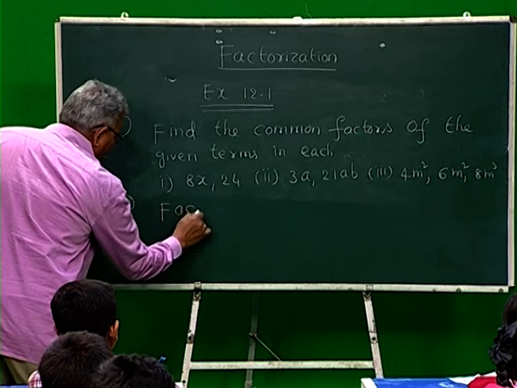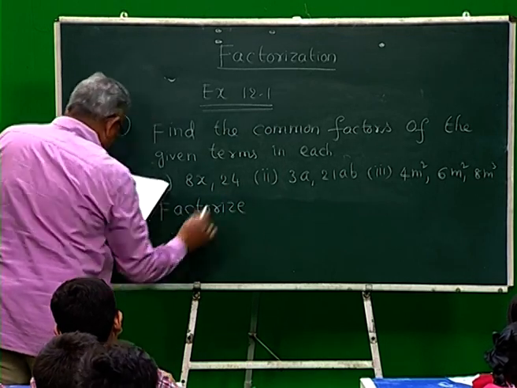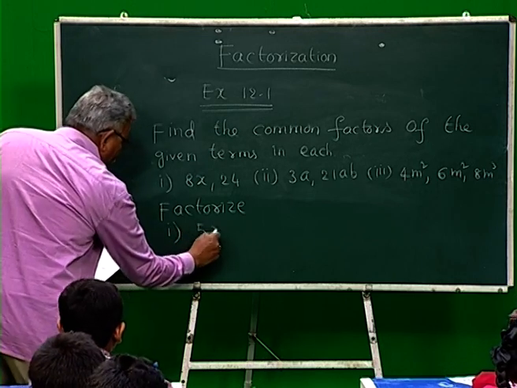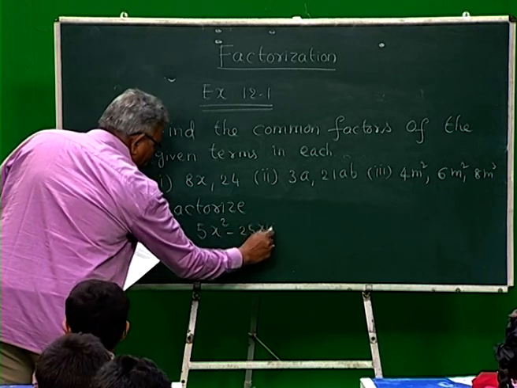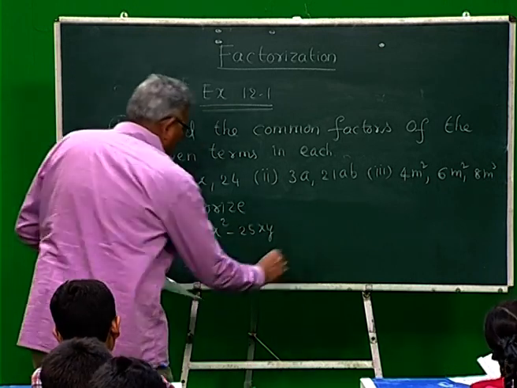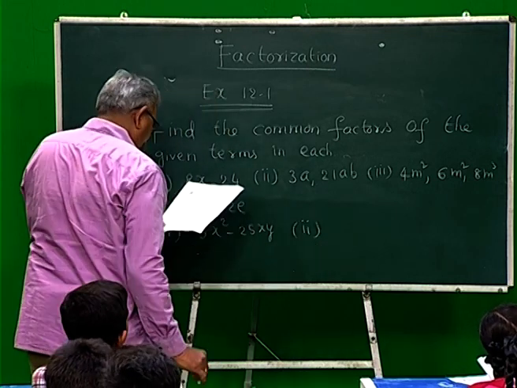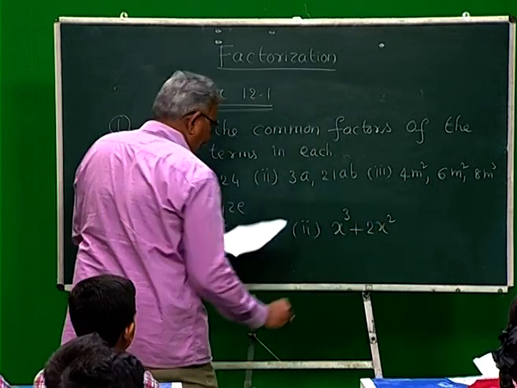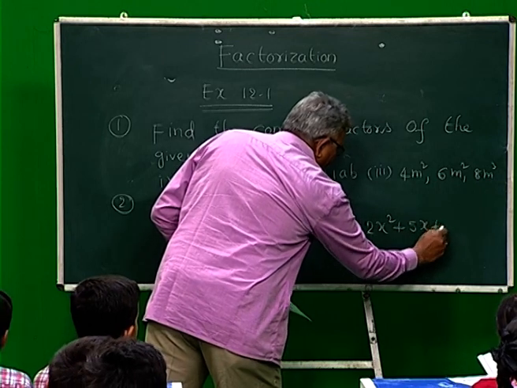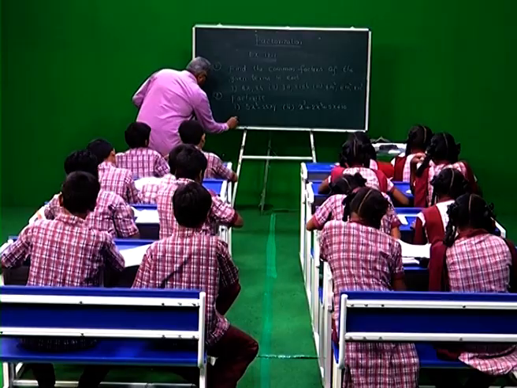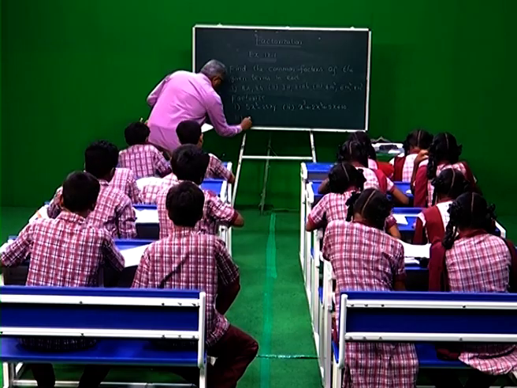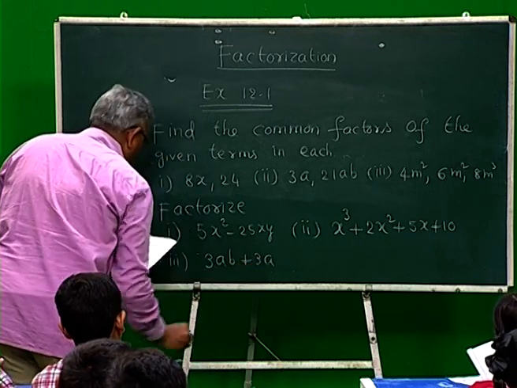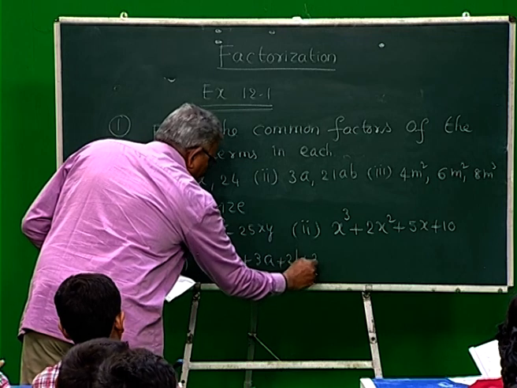Second question. Factorize. First question, 5x square minus 25xy. Second question, x cube plus 2x square plus 5x plus 10. Okay. Third problem, 3ab plus 3a plus 2b plus 2. Okay?